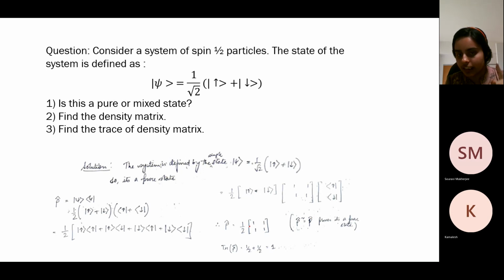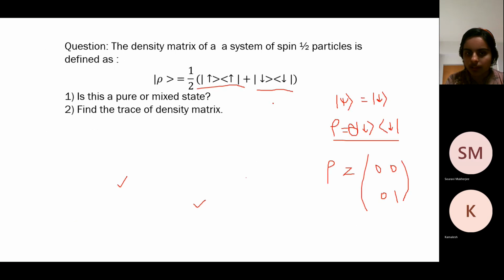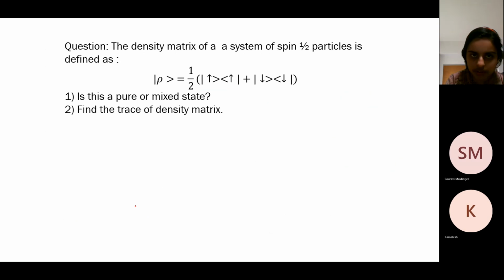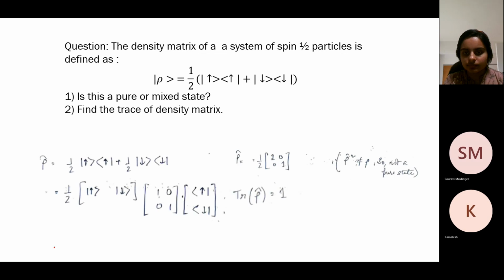In general, you can always diagonalize the density matrix. And when it is diagonalized, you'll see that only one eigenvalue is non-zero, and the corresponding eigenstate is the state in which your system lies. Yes, ma'am. It is clear. Yeah, okay. Because this is a very important concept, so it should be clear.